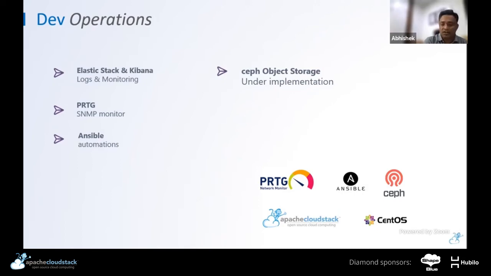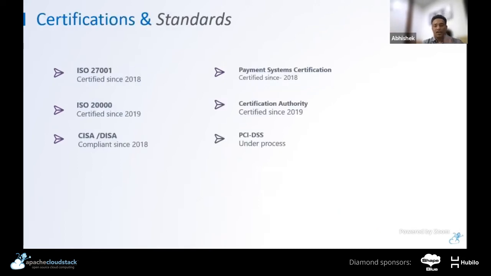So these are on the development operations that we're doing. As for the certification and standards for my setup that we run here, we are completely ISO 27001 certified, and we have been certified since 2018. And again, we are certified for ISO 20000 for the configuration and service management, and ISO 20000 for the systems and the application portfolios that we have. And our infrastructure is completely CISA, DISA certified.